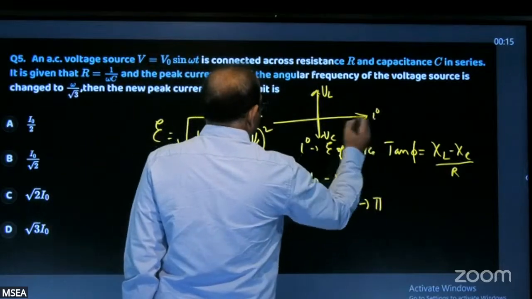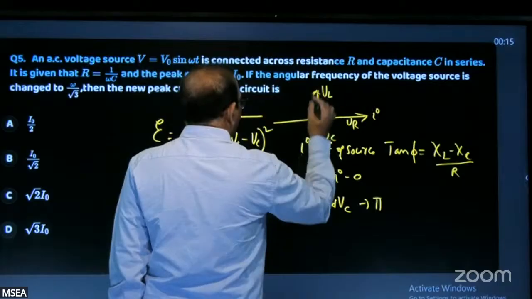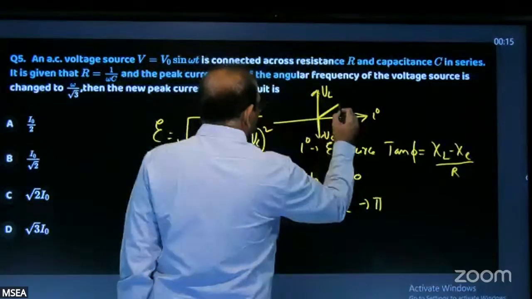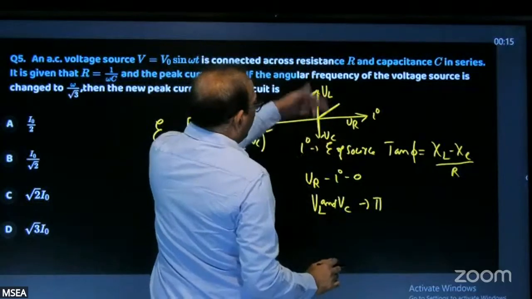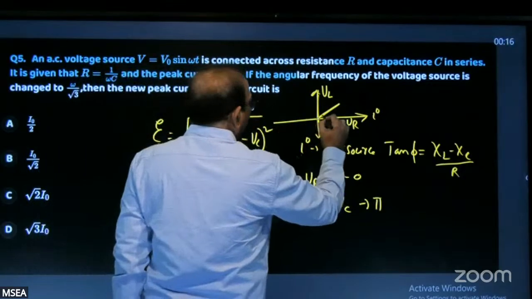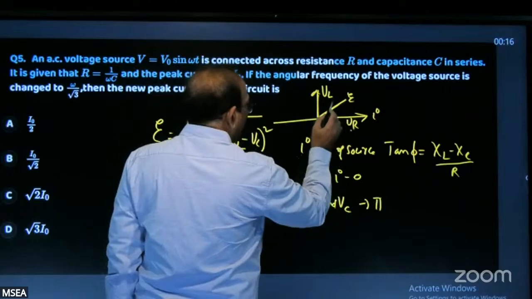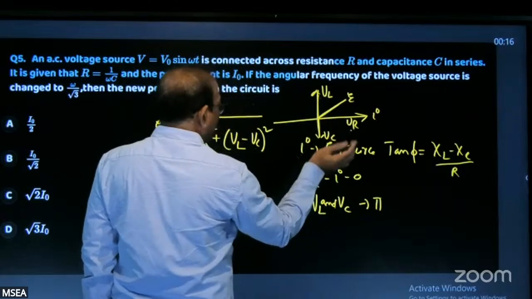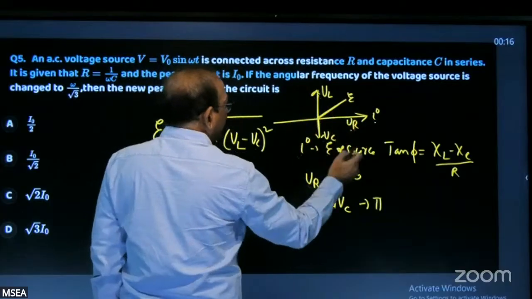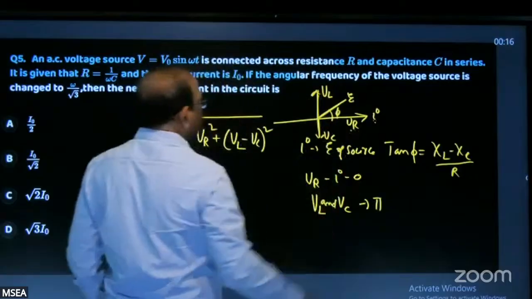In this phasor diagram, current is represented along the x-axis, VR along the x-axis, VL along the positive y-axis, VC along the negative y-axis. Net VL and VC is VL minus VC, and the net value with VR is E. Between VR and I, phase difference 0. Between VL and VR, 90. VR and VC, 90. I and VL, 90. I and VC, 90. This phi is the phase difference between I and E, the source EMF.